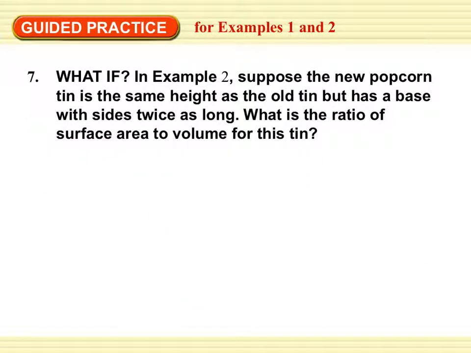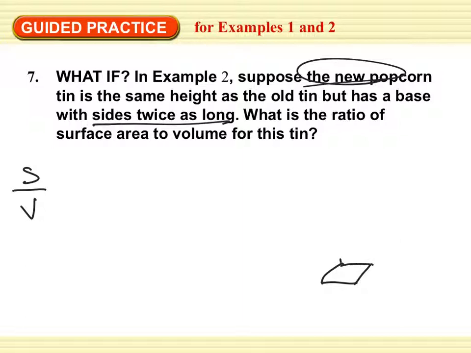Okay, what if? In example 2, suppose the new popcorn tin is the same height as the old tin, but has a base with sides twice as long. What's the ratio of the surface area to the volume of this tin? Surface area to volume. So we're just doing the new popcorn. The base, the sides are twice as long. So we're drawing this. So we have 2s and 2s and h.